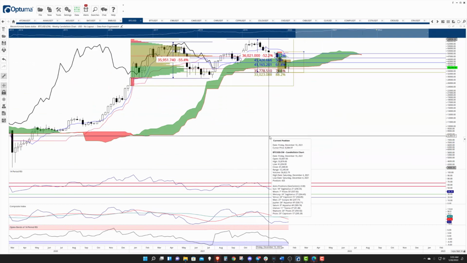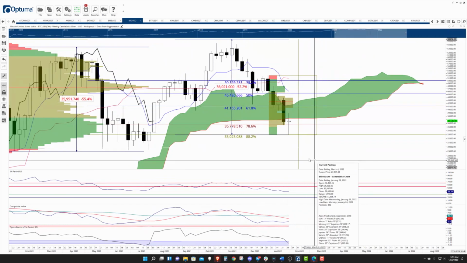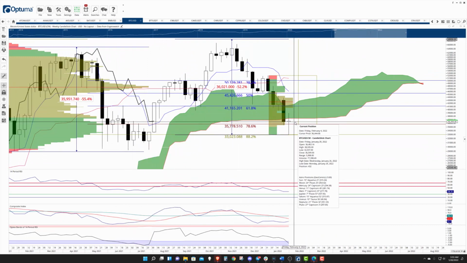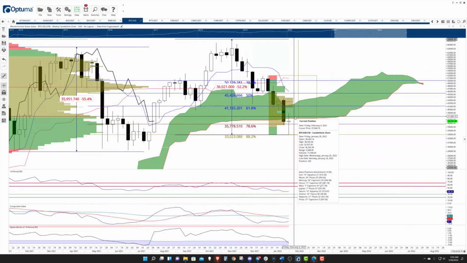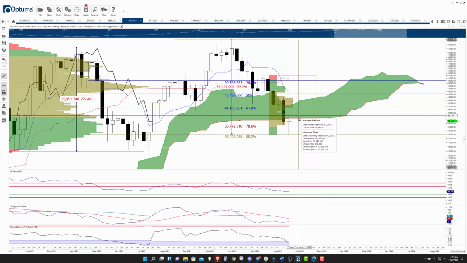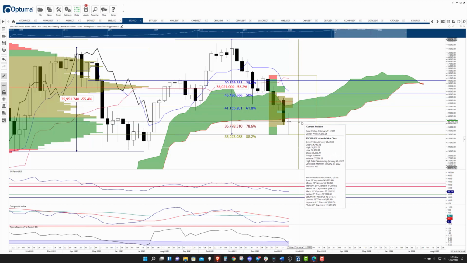On the weekly, this is not a good zone to be at. So we're below the cloud right now. Earlier in the week, we pushed all the way up, kind of flirted with the idea of getting up to 40K again, and we were trading above the bottom of the cloud, really in that 37,400 zone, and now we're below it.